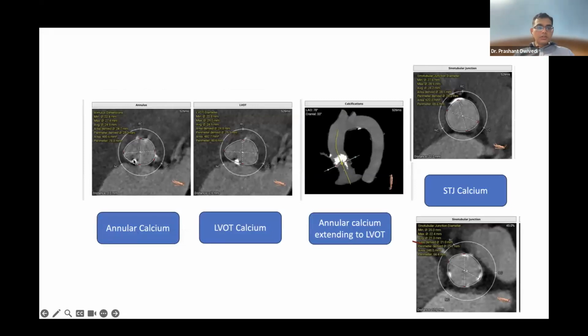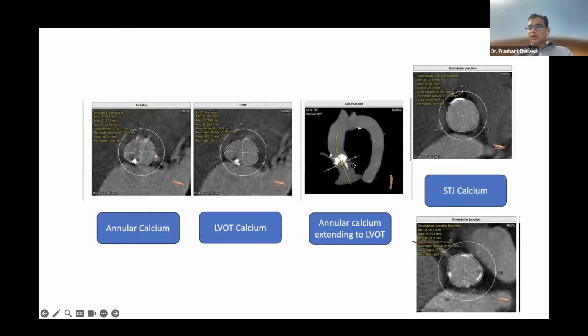You can see there is a chunk of calcium at the level of the annulus. Whenever there is a chunk of calcium at the level of the annulus, this might lead to a risk of annular rupture. There is calcium at the level of the LVOT. It may risk LVOT rupture. There is calcium extending from the annulus to the LVOT. This might lead to a rupture.